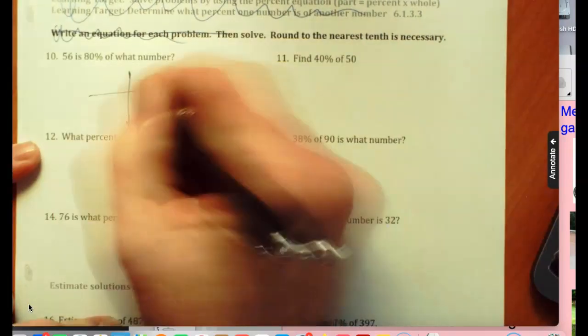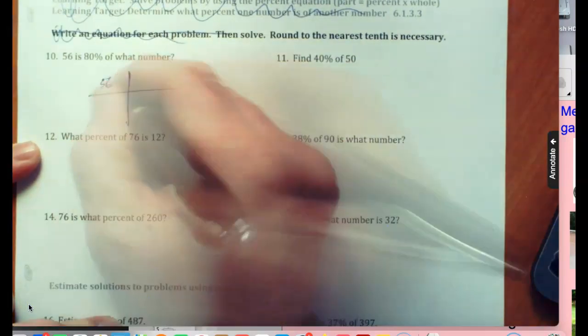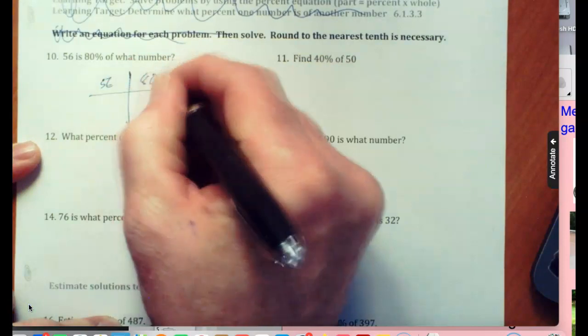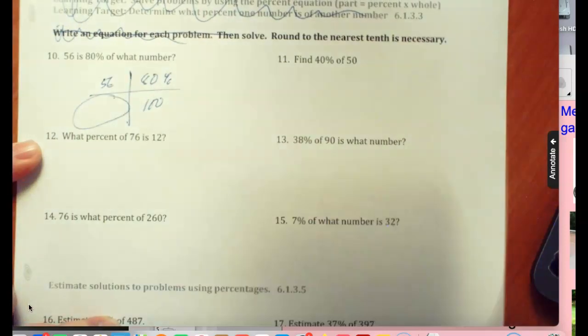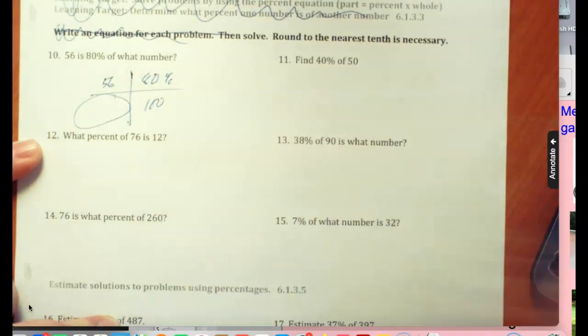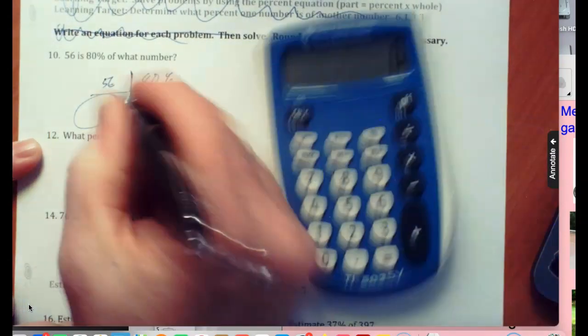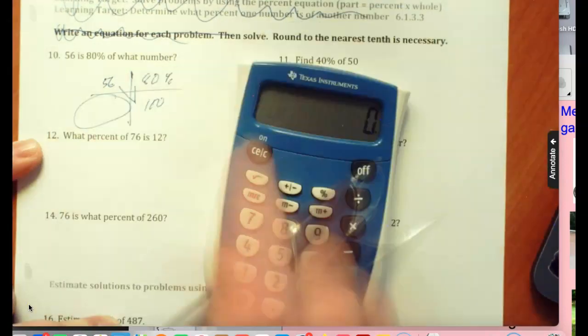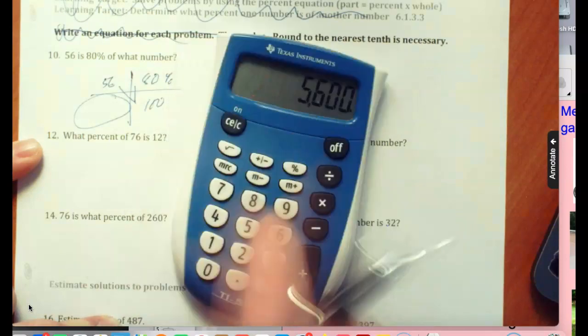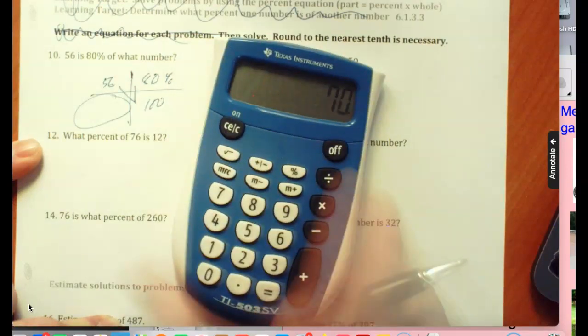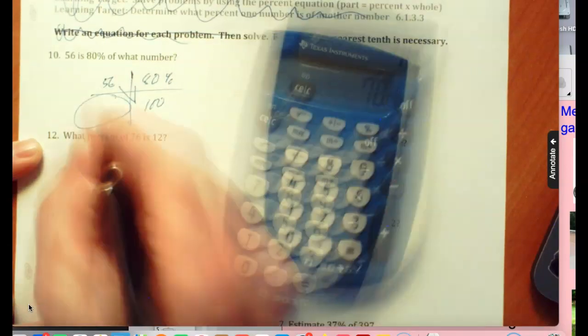So 56 is 80% of what number we're looking for down there. I've got my calculator. We're going to go 56 times 100 divided by 80. 5,600 divided by 80. Yeah, I shortcut it there. That's okay, you can do that too. It'll be 70.